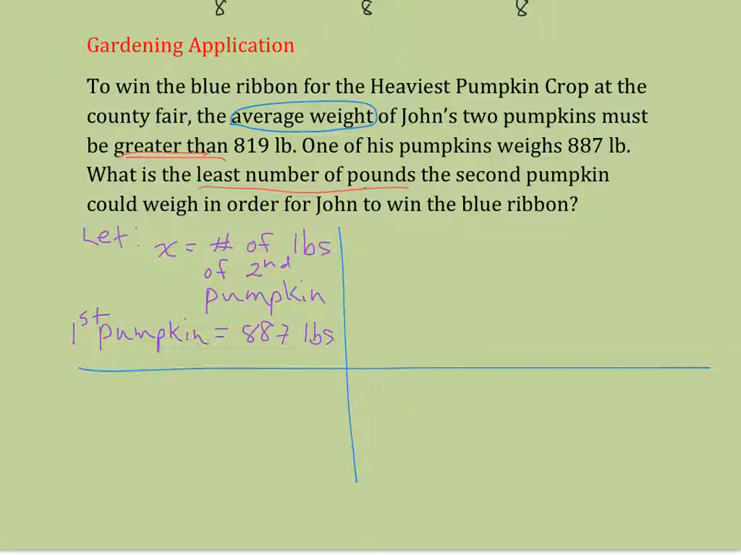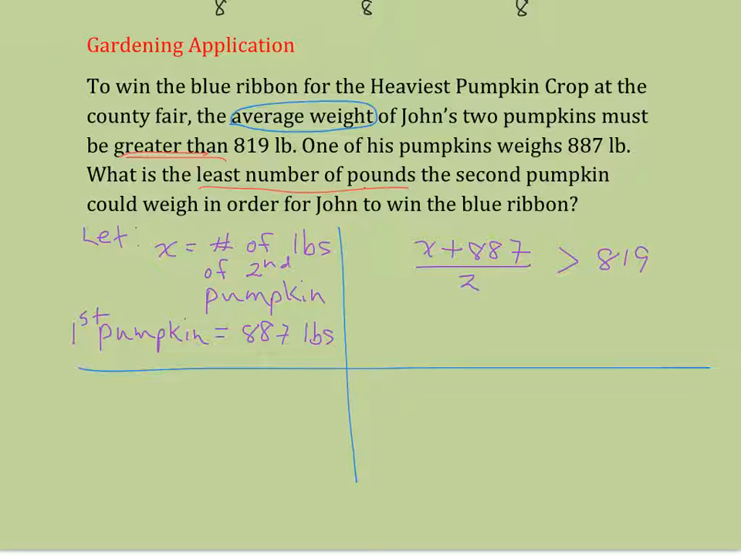We want to find their average weight. So to find their average weight, you would add them together, x plus 887, and you would divide them by 2 because we have 2 pumpkins. Our inequality sign is going to be greater than. It says greater than 819. So that average weight must be greater than 819 pounds. So let's go ahead and get my calculator brought up here, run these through the numbers.